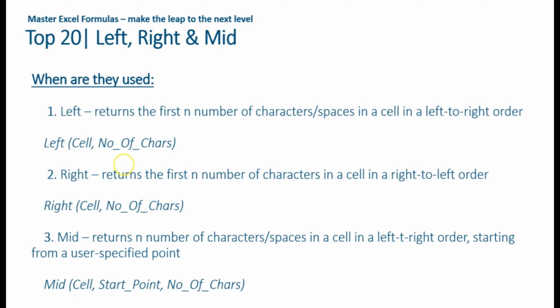The RIGHT formula is the opposite of the LEFT formula. It starts from the right and goes to the left, and again the structure is pretty similar. You need to have the cell and then the number of characters. And then the MID formula returns n number of characters in a left to right order, starting from a user specified point. As you can see, the structure of the formula here is, we need the cell again, we need the starting point, and we need the number of characters.